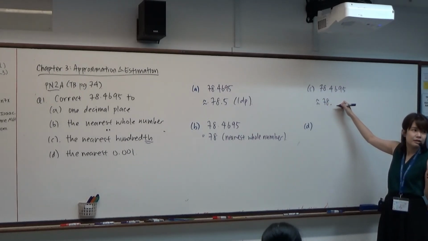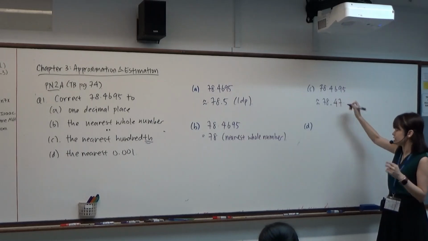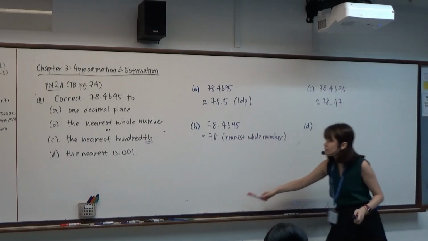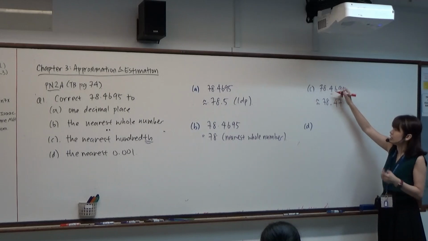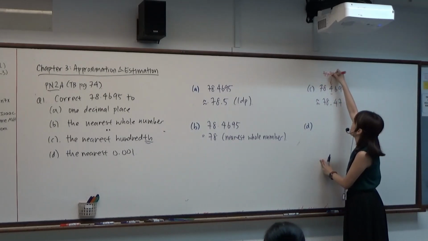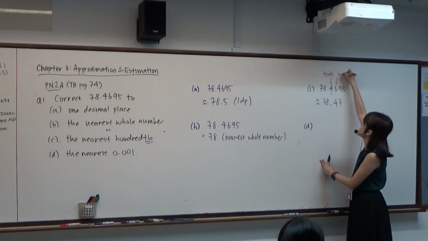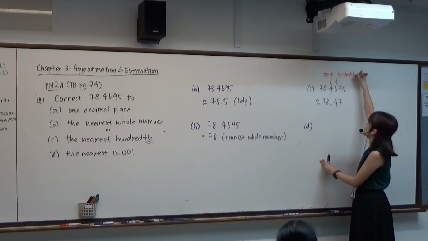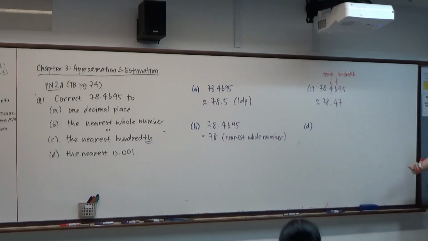Point, sorry. 47. Okay, great. So the 100th place for decimal numbers, sorry, 10th place, my bad. Okay, and then this is the 100th place. Okay, so we always start with the 10th when it comes to decimal.